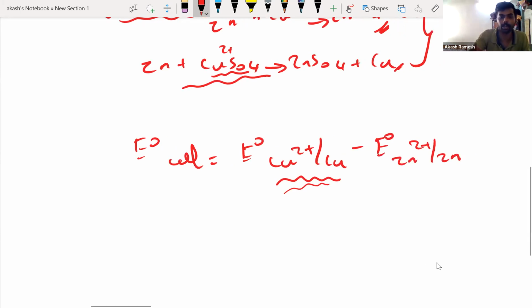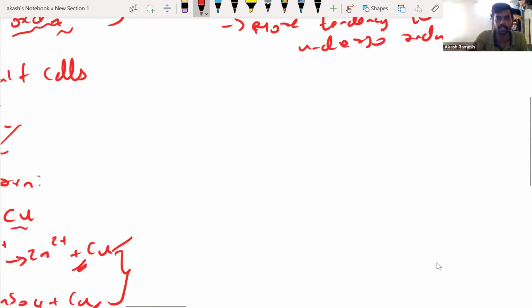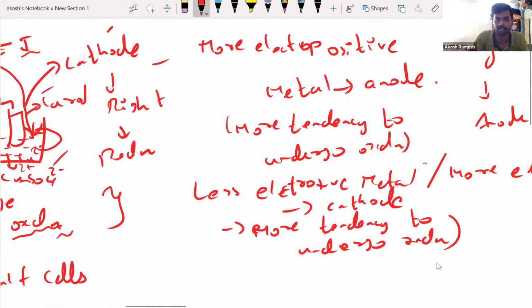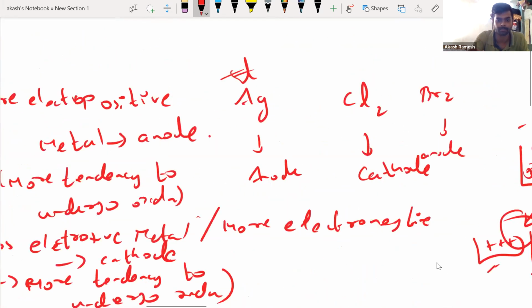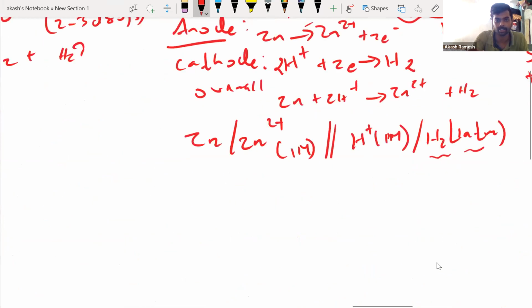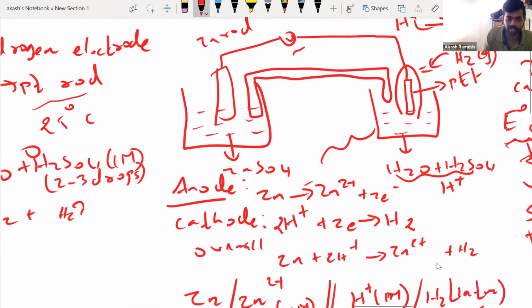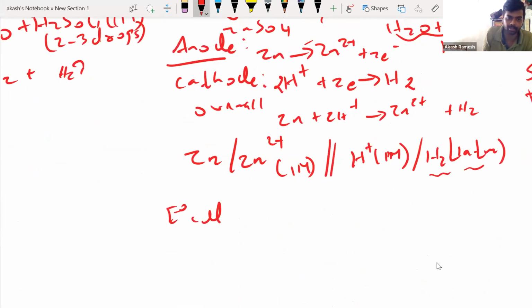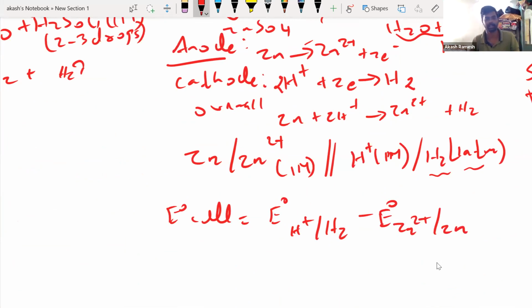In the same way, if I want to do the coupling for the standard hydrogen electrode, how do I write the E naught cell? Here you write E naught of the cell is equal to E naught cathode minus E naught anode. In the cathode, I have H+, right? So E naught H+ bar H2 minus E naught Zn2+ bar Zn. This is exactly how we write it.